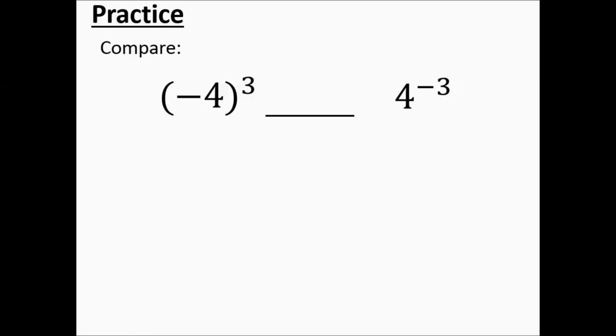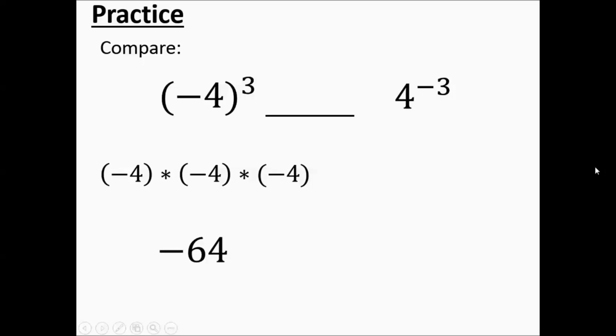So we'll do one more. We have negative 4 to the power of 3 compared to 4 to the power of negative 3. So this one, the negative is going to be included when you're working it out. So that's 3 negatives we're dealing with. So it's going to become negative, and then 4 times 4 times 4 is 64. So negative 64. Over here we have 4 to the negative third, which is going to be 1 over 4 to the third, which works out to 1/64. On the left we have a negative answer. On the right we have a positive answer. The negative is always going to be less than the positive.